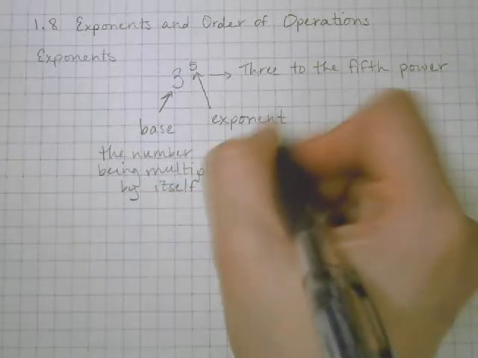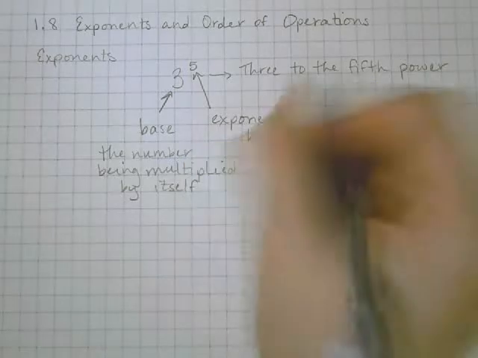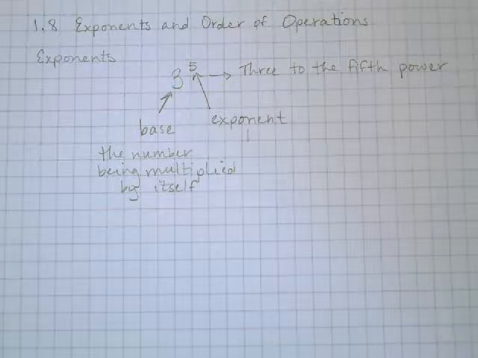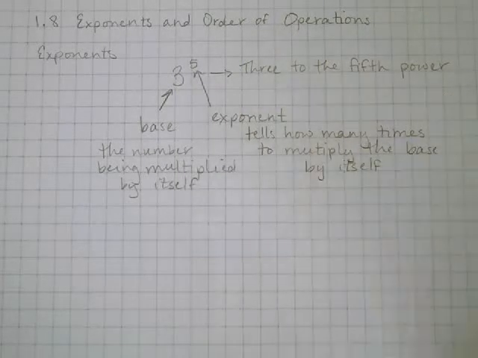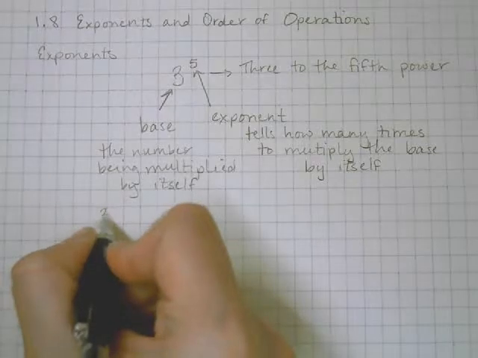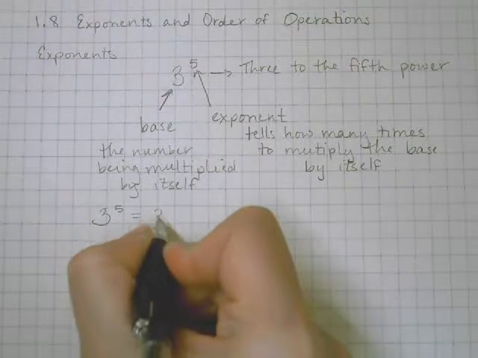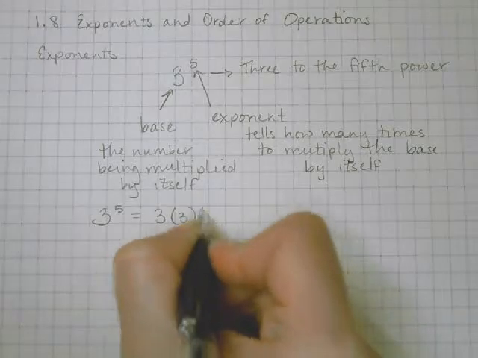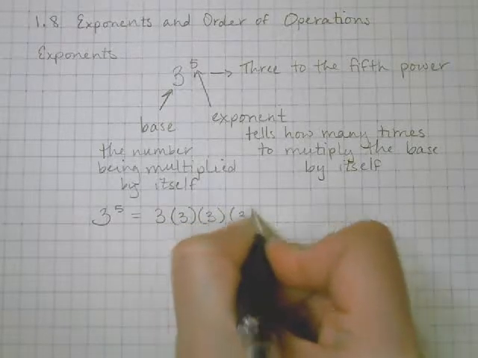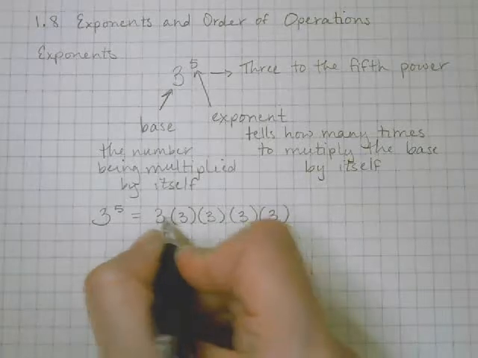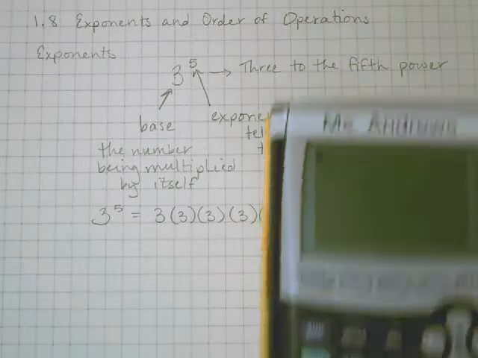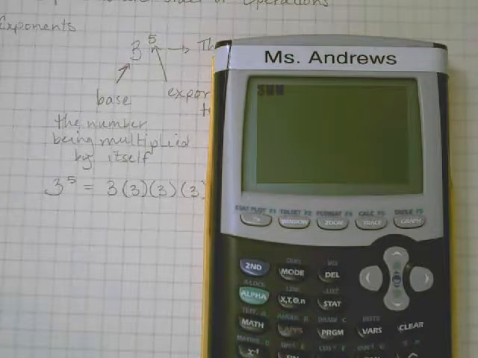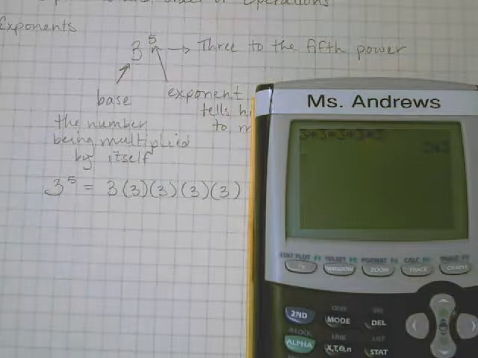And the exponent tells you how many times to multiply it. So, we have the base and we have the exponent. So, 3 to the 5th power equals 3 times 3 times 3 times 3 times 3. So 1, 2, 3, 4, 5. So, two different ways to do that. We could just literally do 3 times 3 times 3 times 3 times 3, which gives us 243.